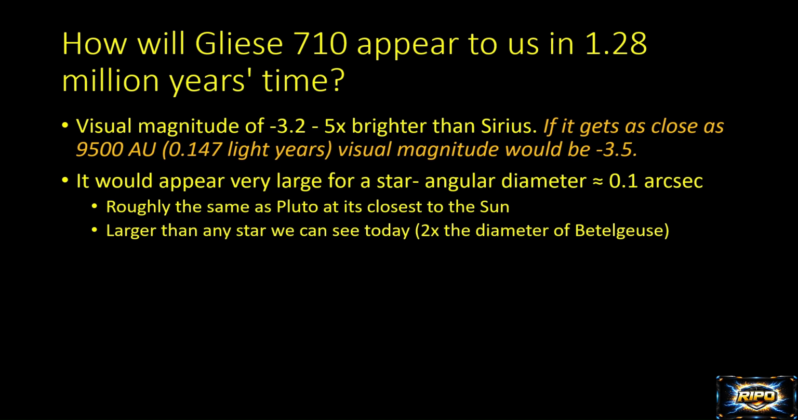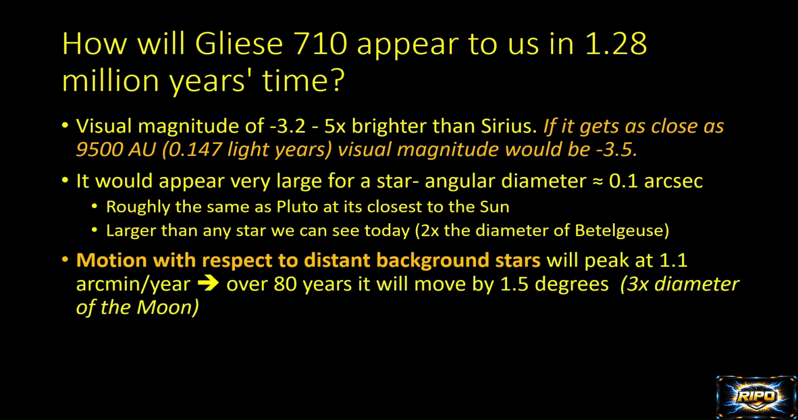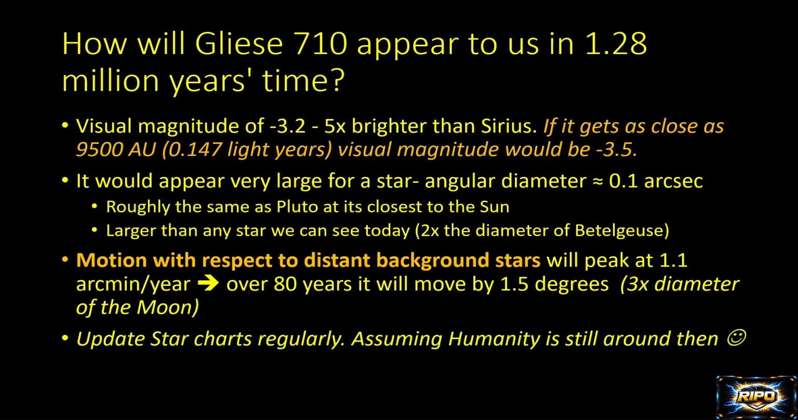We normally think of stars being fixed, but Gliese 710, when it's moving so close to the Earth, will actually move relatively rapidly compared to background stars. If you take a period of 80 years, it will move through the sky by about 1.5 degrees, 3 times the diameter of the Moon. So we'll have to update our star atlases every few years to show the gradually changing position of Gliese 710.